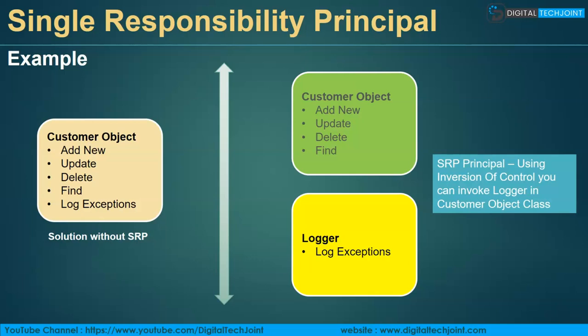In this case, you see the customer object is intended to do the addition, update, delete and find customer activities. And then we have a separate class which is called logger, which has the log exception method. Now using inversion of control, which we will learn later in this slide deck, you can invoke this logger in your customer object, and that will service the intention to log if there is any exception. So this is how the Single Responsibility Principle is intended to be, and this is how a developer needs to design the classes and objects.